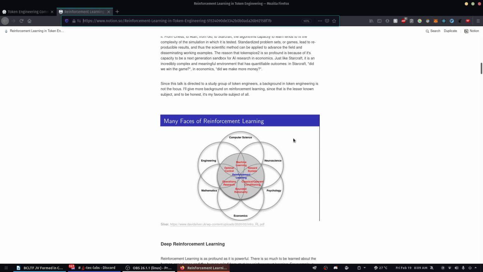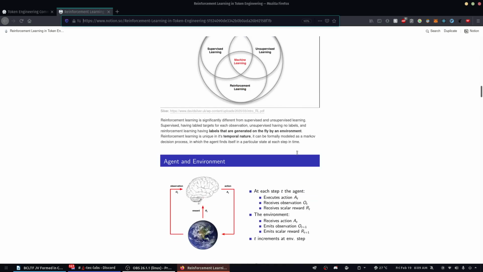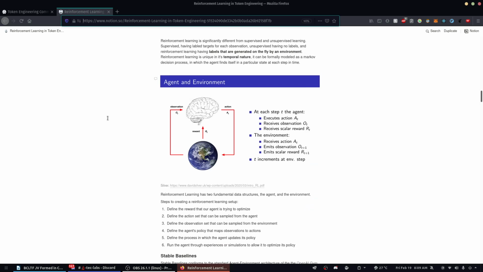So back up a little bit. What is reinforcement learning? It's two standard data structures. We have an agent and we have an environment. An agent has an action space that it can operate in this environment. And when you're thinking about token engineering, this is really useful. It's a nice matching because the action space are all the contract functions.